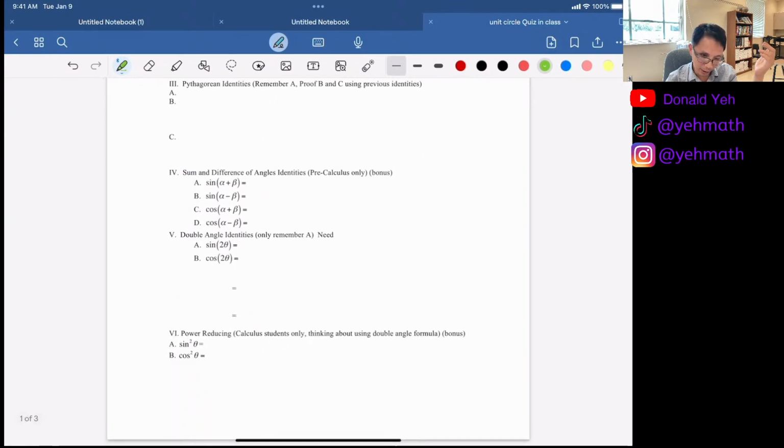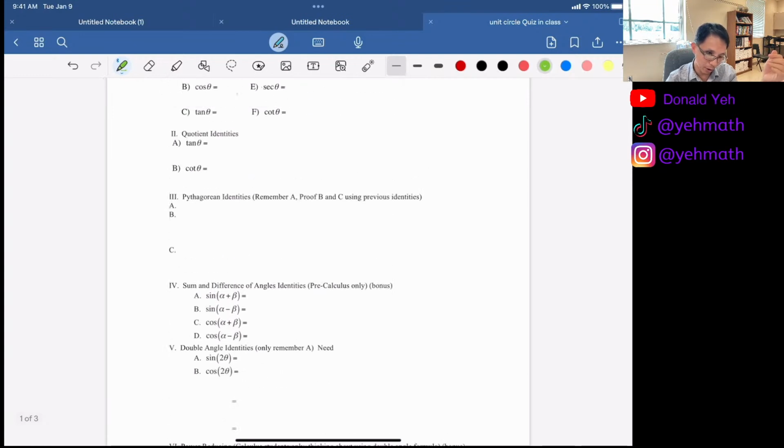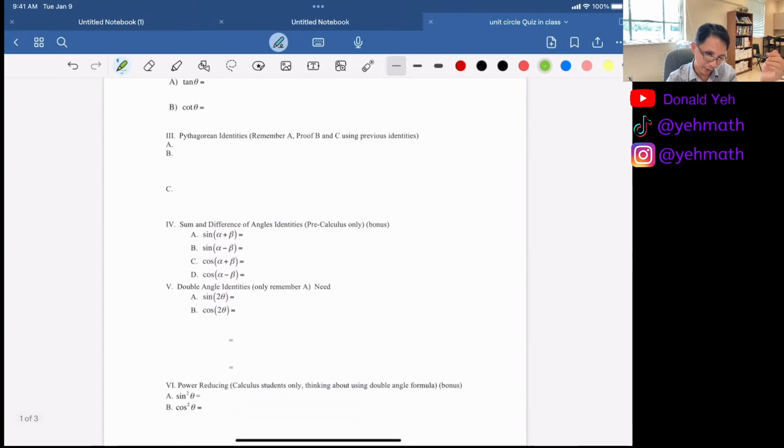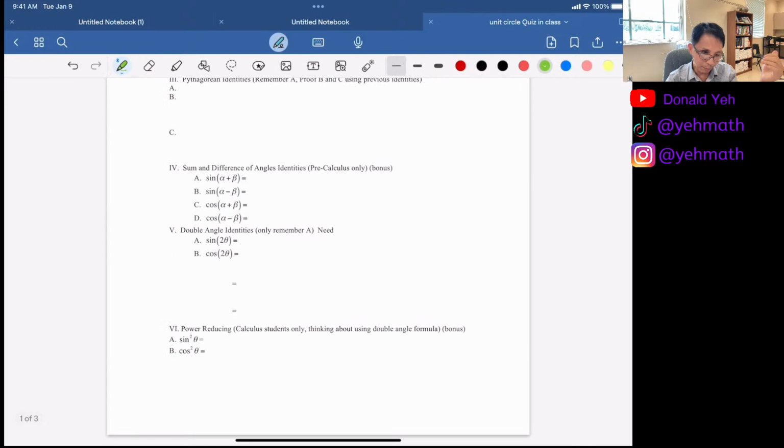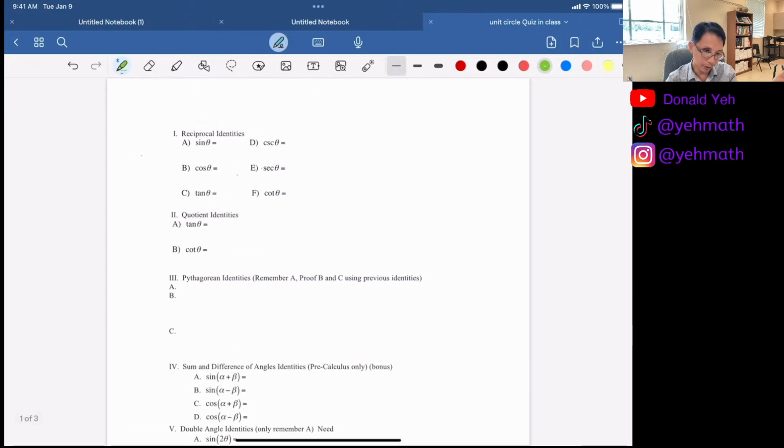You guys are in BC, so in BC you need to know all the identities here. Every single identity you need to know. Probably something that you're not gonna use too often is the difference ones. But double angle, power reducing, all this takes account of everything.